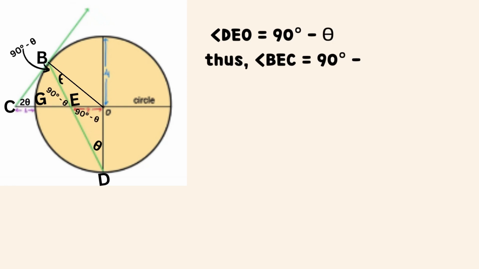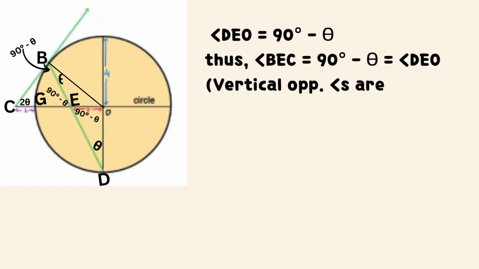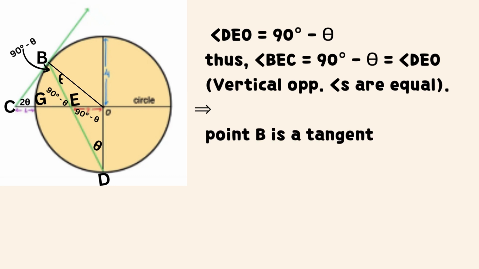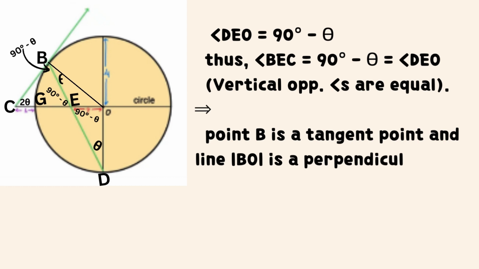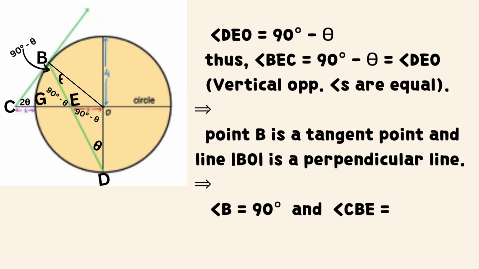Angle DEO equals 90 degrees minus theta. Thus, angle BEC equals 90 degrees minus theta, which equals angle DEO. It is because vertical opposite angles are equal. This implies that point B is a tangent point and line BO is a perpendicular line.